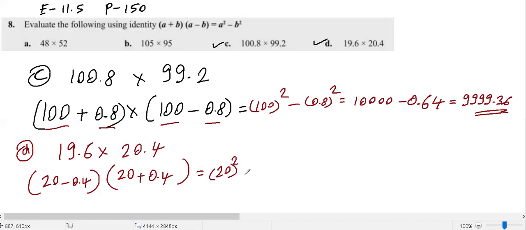So it is 20 square minus 0.4 the whole square. 2 2s are 4 and then 0 will come, so 400. Now 0.4 the whole square, 4 4s are 16. Decimal point after four only one digit, so here square, so decimal point will come over here. So answer will be what? 400 minus 0.16 is what? It will be 399.84. This is the answer. Hope you are clear now, right?